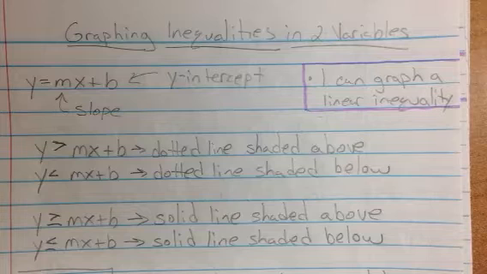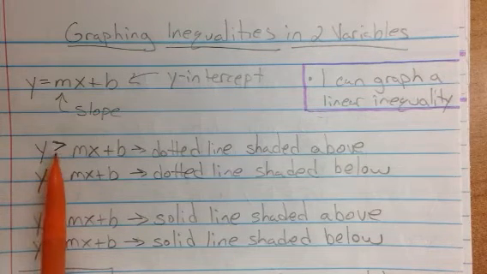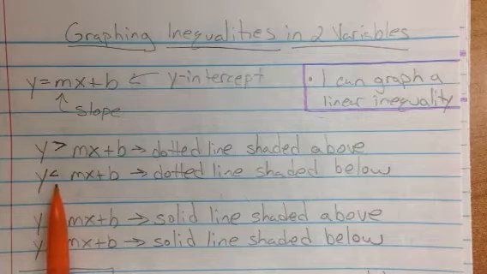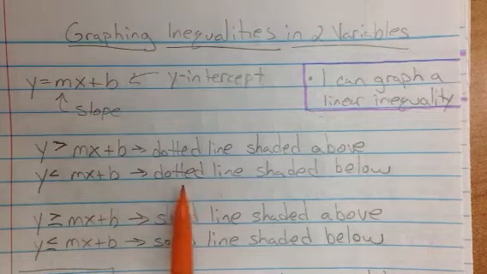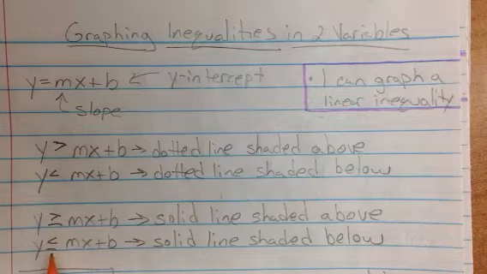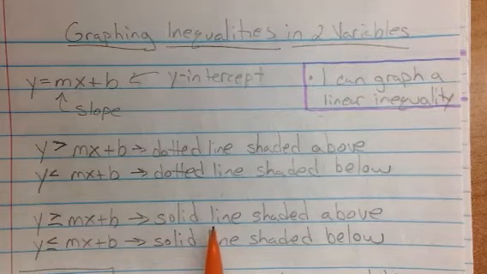Some things to remember is that just a simple greater than and a simple less than means that your line is going to be dotted. A greater than or equal to and a less than or equal to will give you a solid line.